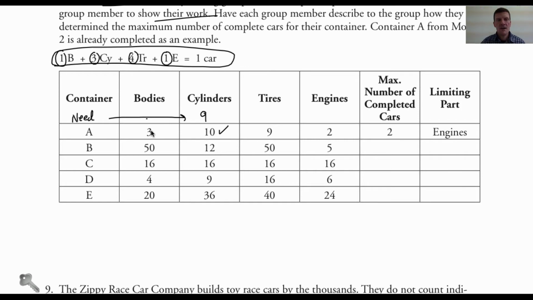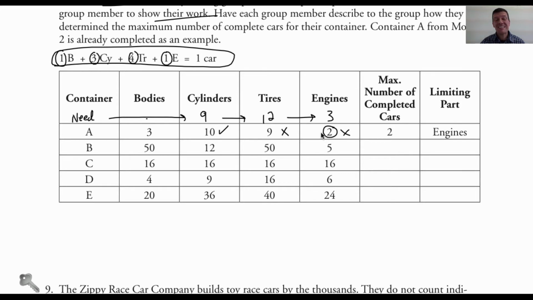If I have 3 bodies, I would need 4 times that in tires. I would need 12 tires. Do I have that? No, I don't. And if I have 3 bodies, I would need 3 engines. Do I have that? No, I do not. So which one is going to limit what I can make? Well, these two I put X's by, but which one is actually the one that is limiting it the most? 2 engines can produce 2 cars.